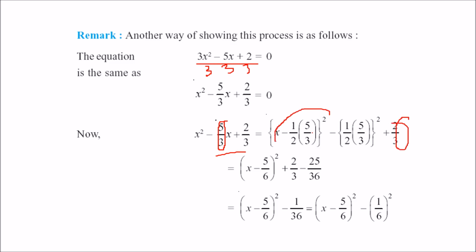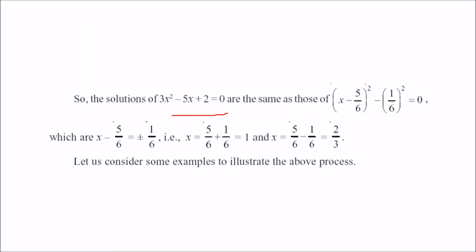Now this becomes x minus 5 by 6 whole square, this is 2 by 3, this is minus 25 by 36. You add this, you get minus 1 by 36, that is 1 by 6 whole square. So x minus 5 by 6 whole square minus 1 by 6 whole square. So this equation becomes this. You equate it with 1 by 6 one time, you equate this by minus 1 by 6 one time. So you get the answer as 1 and 2 by 3.